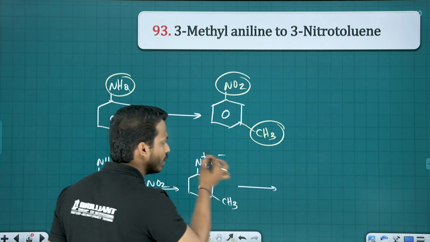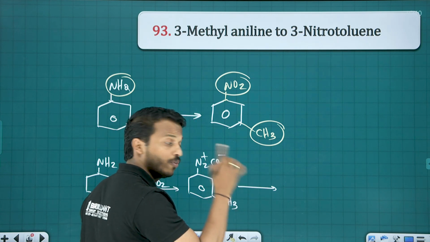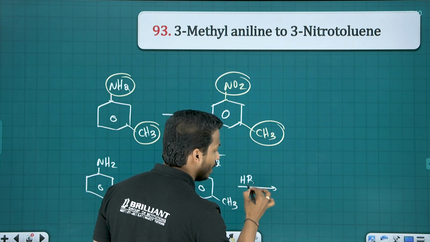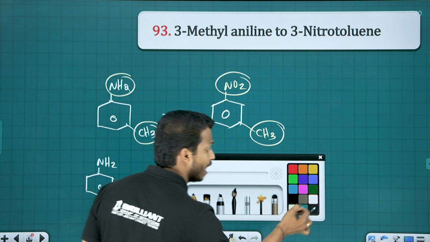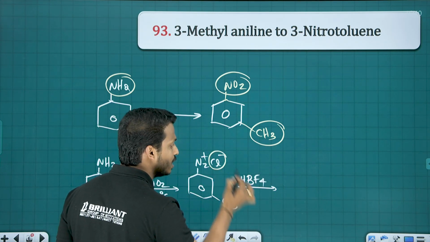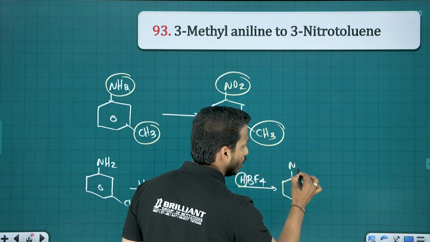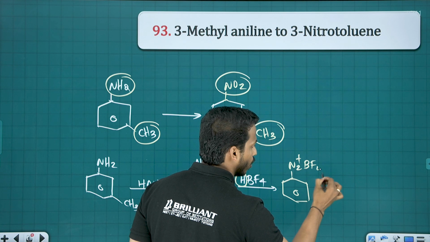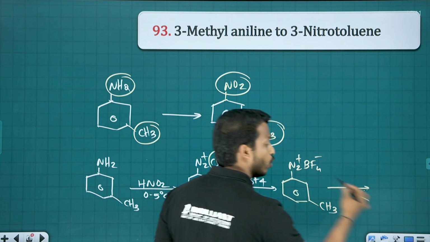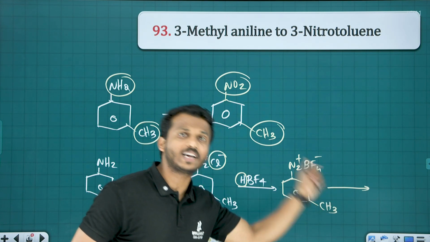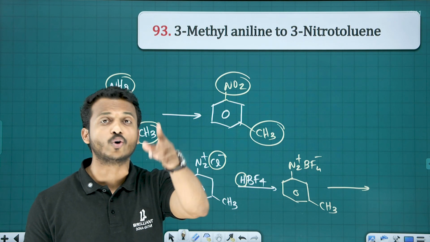Now we have to convert the diazonium salt into a nitro group. We have the reagent. First we treat with HBF4, which is called fluoroboric acid. Don't forget fluoroboric acid. First H and Cl go out, and you get the compound benzene with N2+BF4-, and CH3 is already there. And how to get a nitro group here? If you directly heat this one, you will get fluorobenzene.